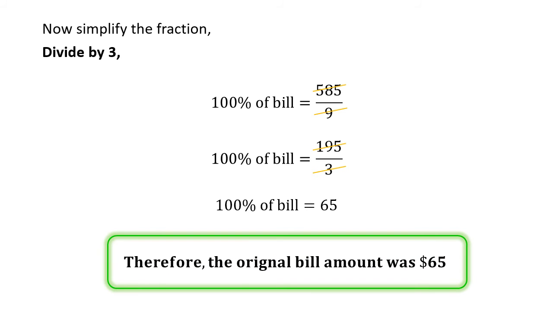Now simplify the fraction as shown in steps. After simplification we have 65, therefore, the original bill amount was $65.